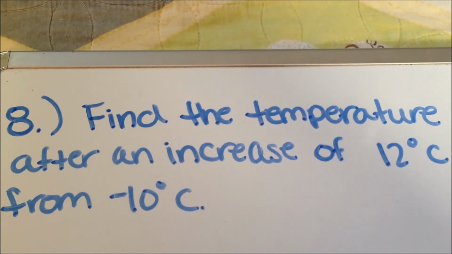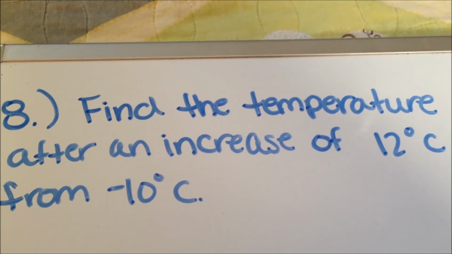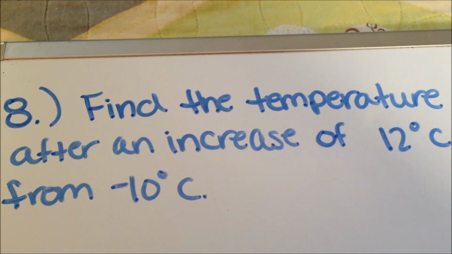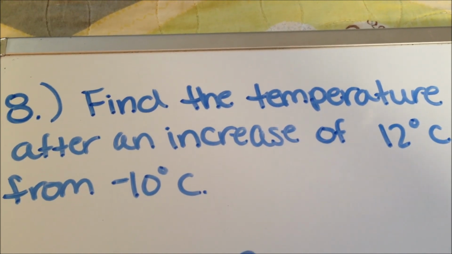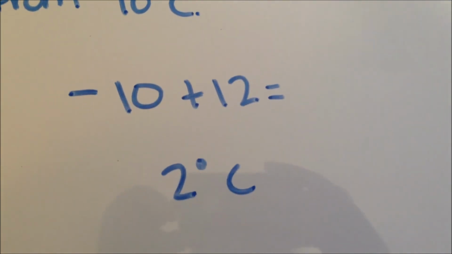And finally, number 8, find the temperature after an increase of 12 degrees Celsius from negative 10 degrees Celsius. Same exact type of problem as number 7. You start at negative 10 and you increase by 12. So negative 10 plus 12, different signs difference, you end up with 2 degrees Celsius.